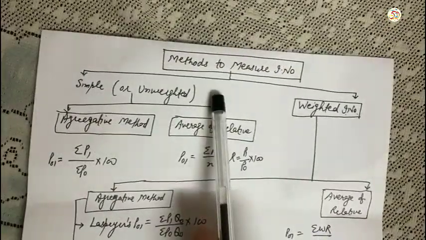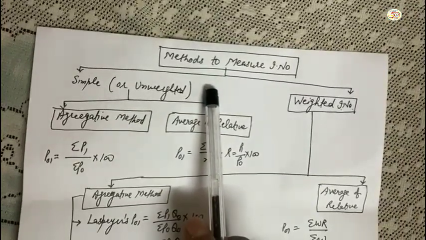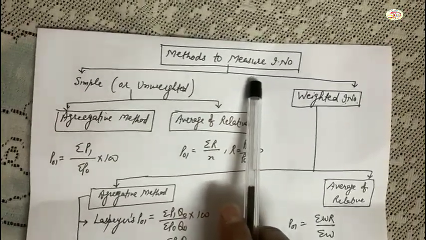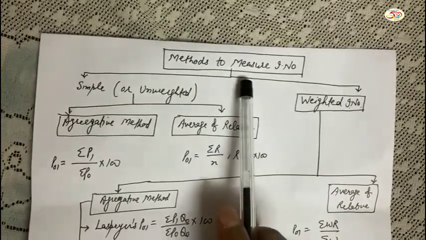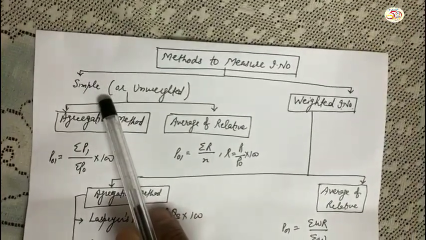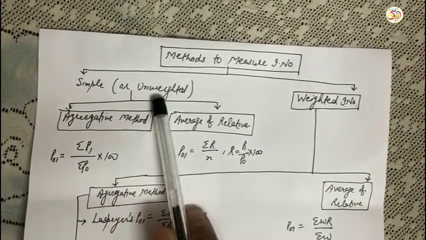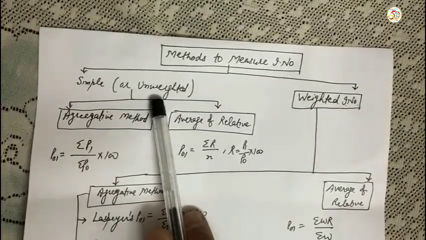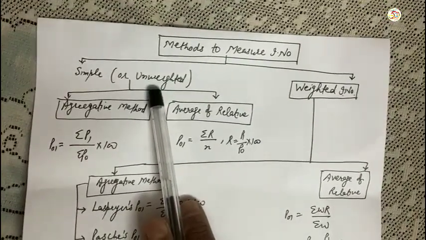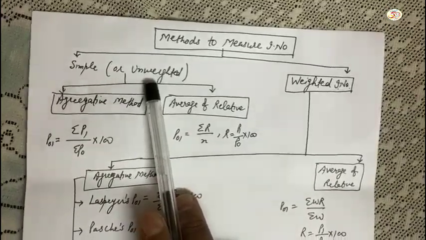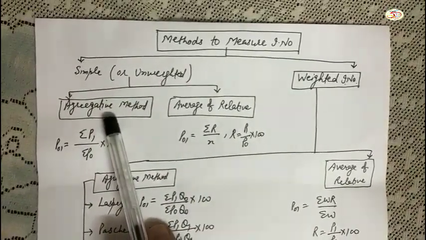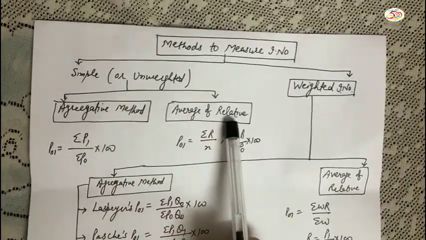Now the next question arises: how can we calculate or construct an index number? There are, broadly speaking, 2 methods. One is the simple method or unweighted method, in which we do not allot any weight to a particular commodity. All commodities have equal weight. It can be the aggregative method or the average of relatives method.